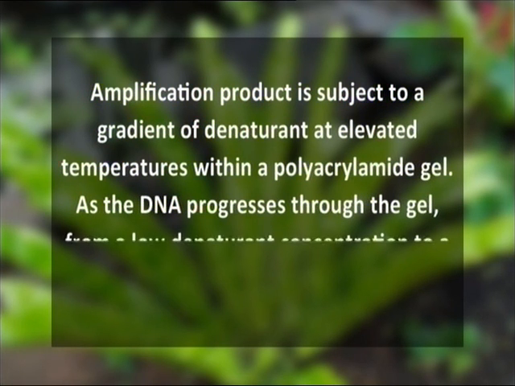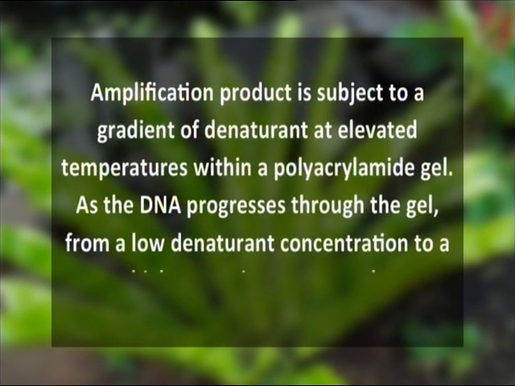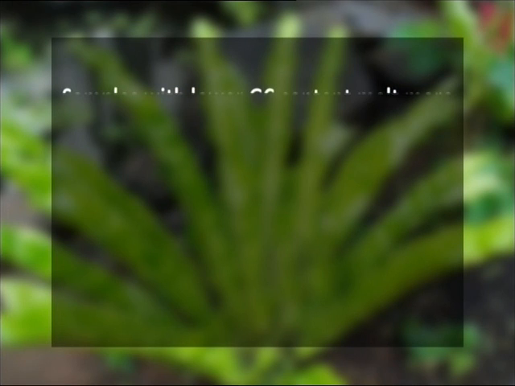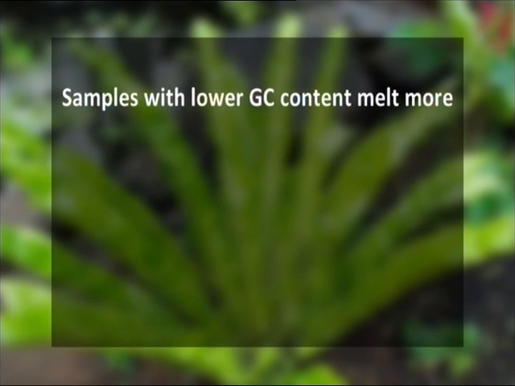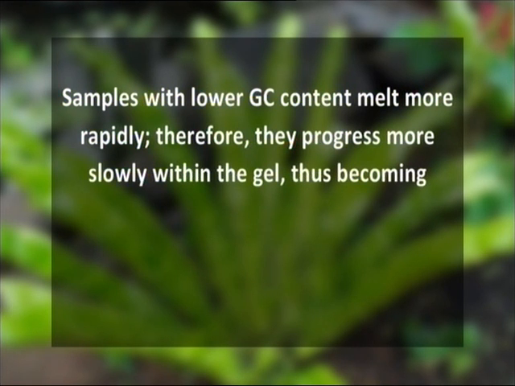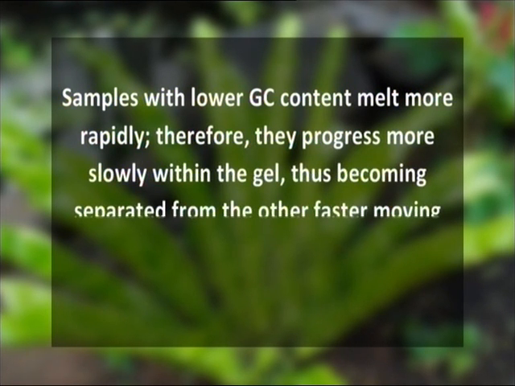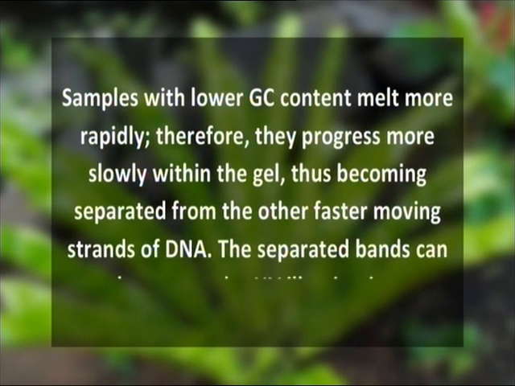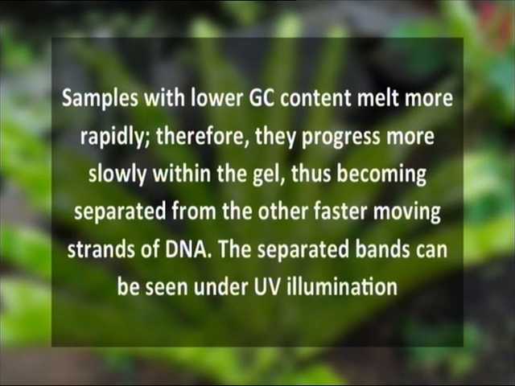As the DNA progresses through the gel from a lower denaturant concentration to a higher one, it starts to melt. Samples with lower GC content melt more rapidly, therefore they progress more slowly within the gel, thus becoming separated from other faster moving strands of DNA. The separated bands can be seen under UV illumination.